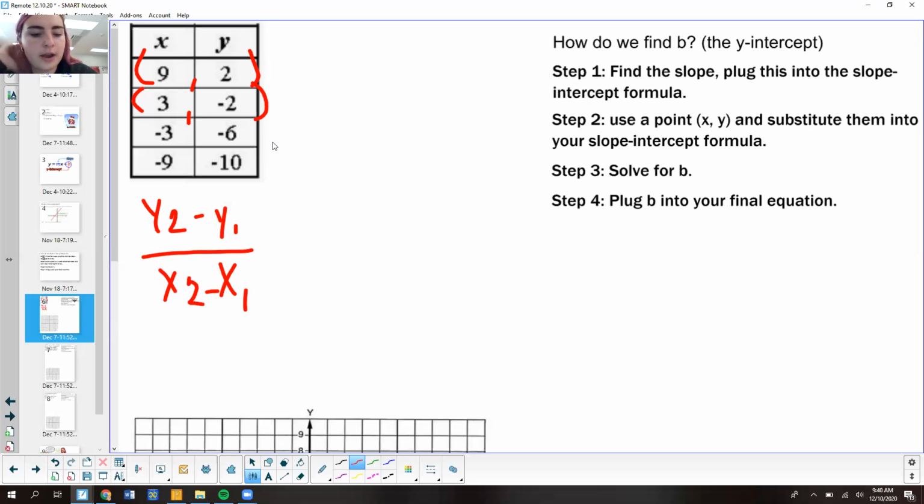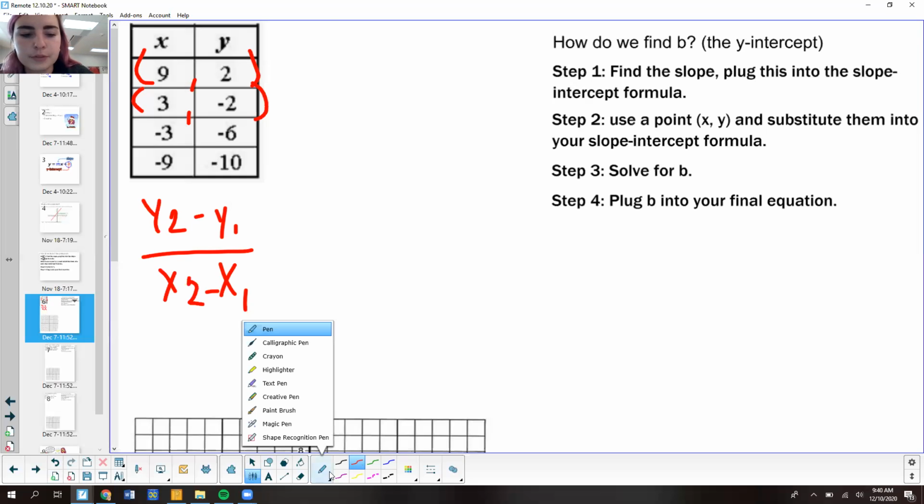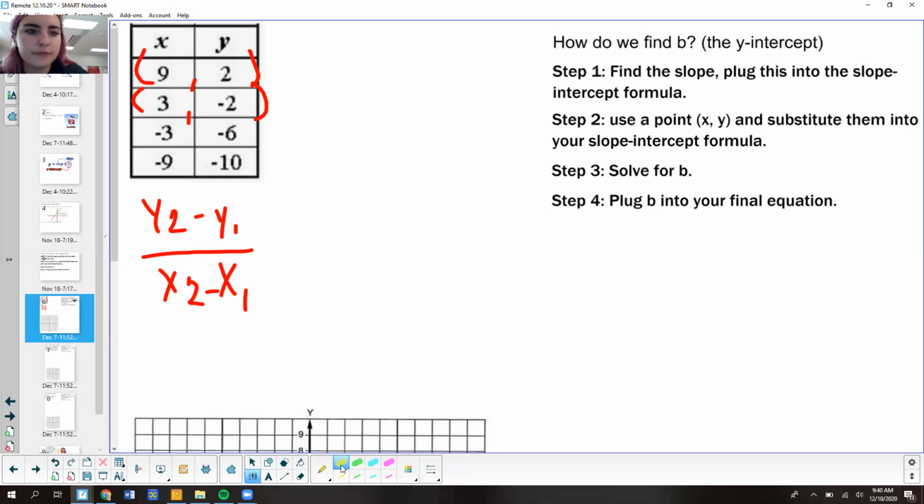So we're going to do that with these first 2 points. You can choose any 2 points on the table, but I'm just going to go with these first 2. So we're going to find our change in our y values, and then we're going to divide that by the change in our x values. So remember, rate of change is the same thing as slope.